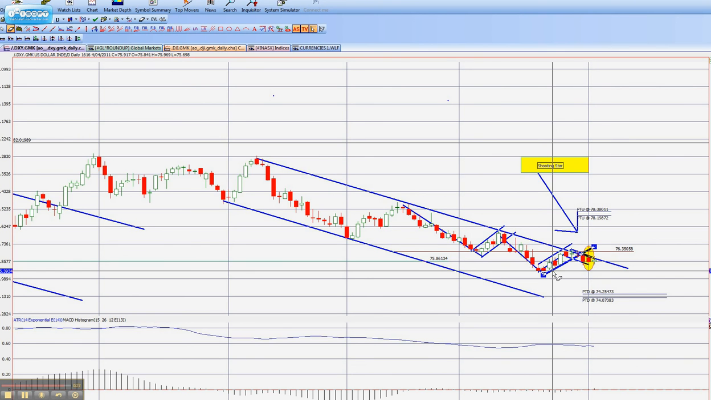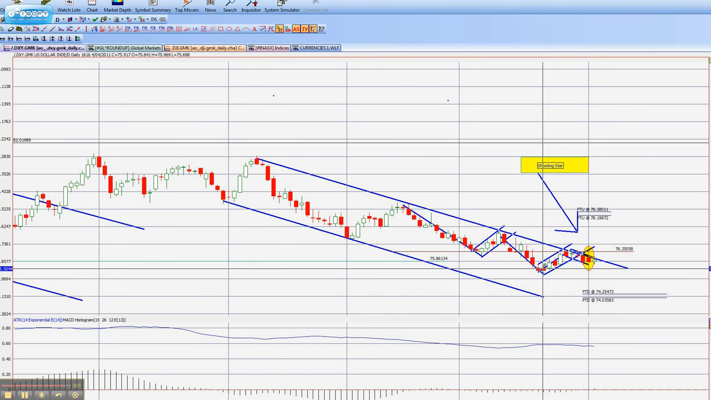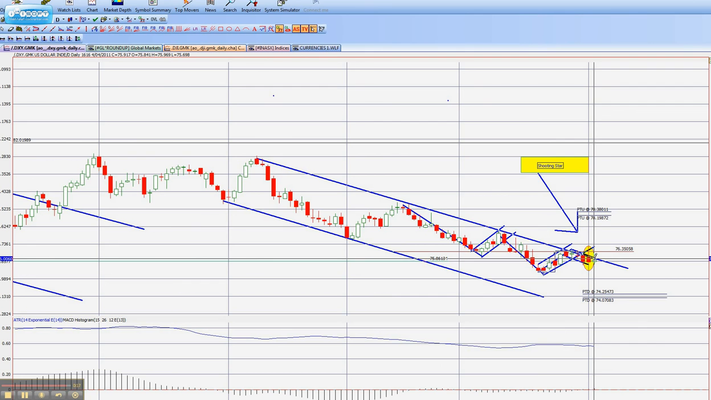But on the other side of things, if we do get a break here, I'll do this break quickly, we are basically getting to the upper side, so we will get that retracement. So tonight is going to be an interesting night to see what happens.